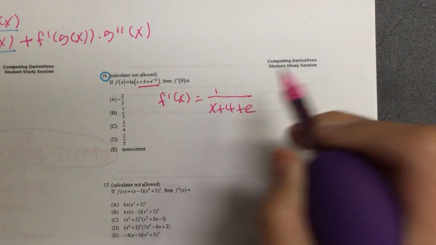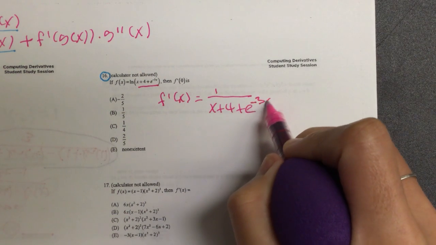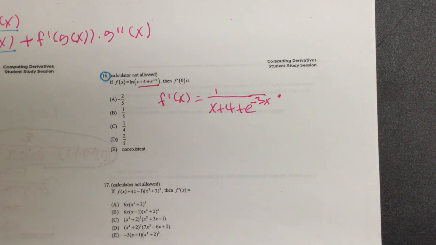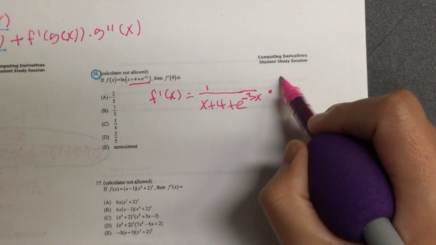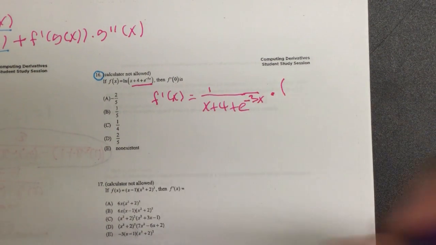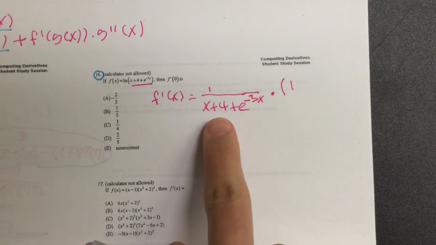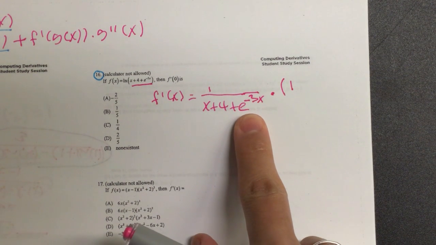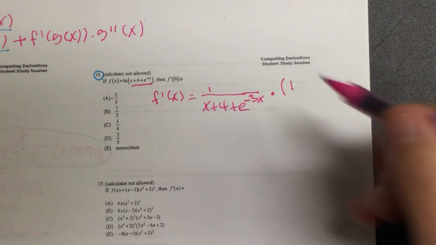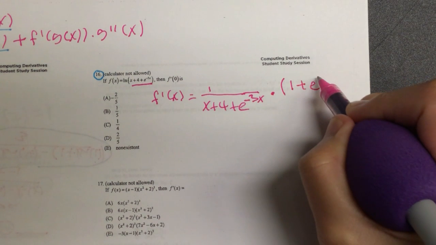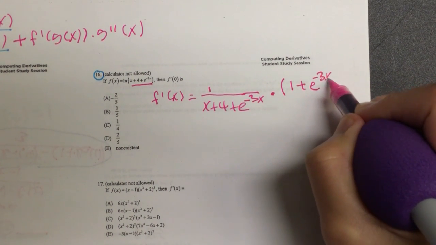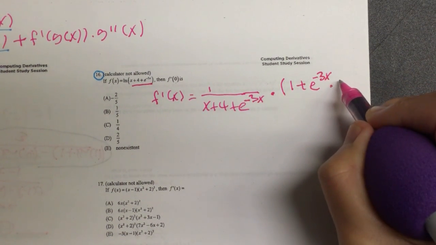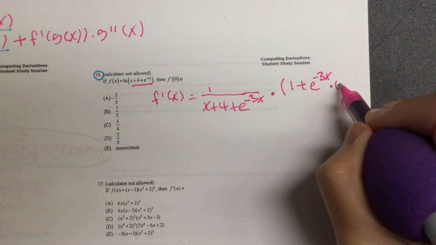And that says e to the power of negative 3x. And then we have to multiply by the derivative of the bottom. What is the derivative of x? 1. And then 4 is going to give us nothing, basically. And the derivative of e to that is basically itself. And then we multiply by the derivative of the power. So who is my power here? Negative 3.